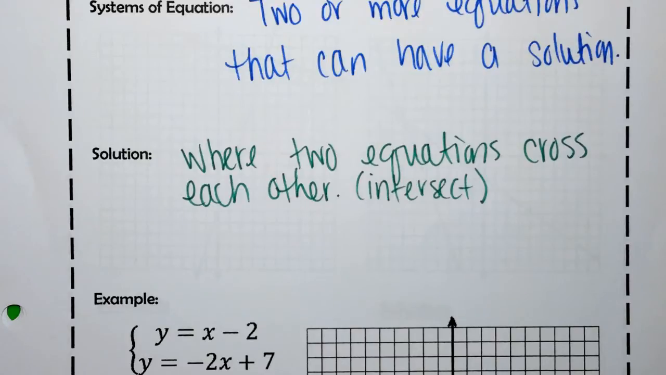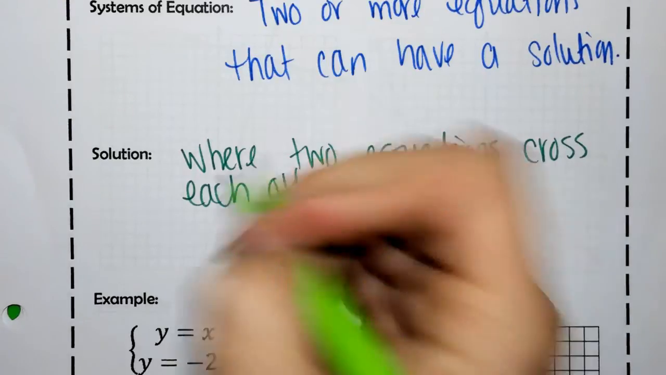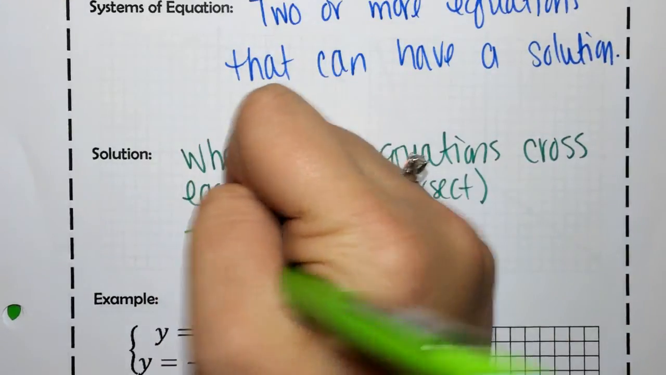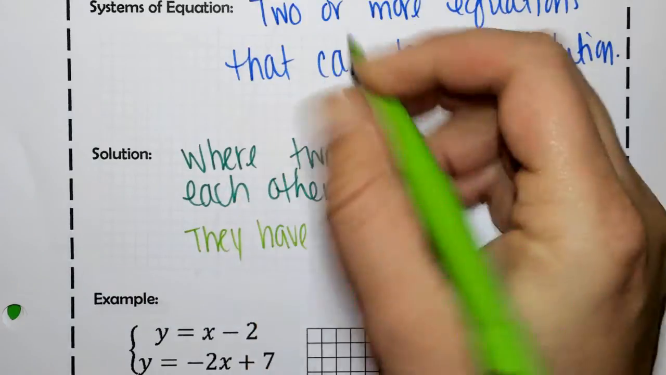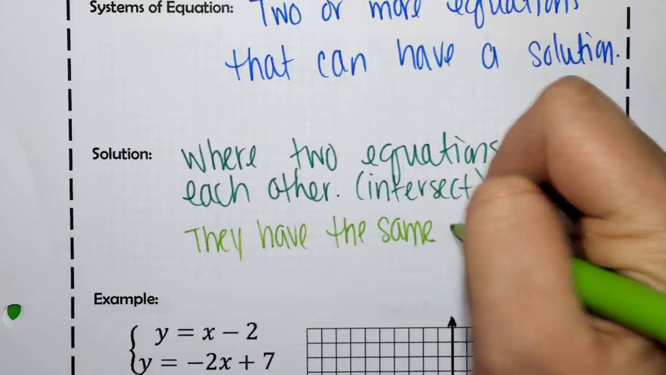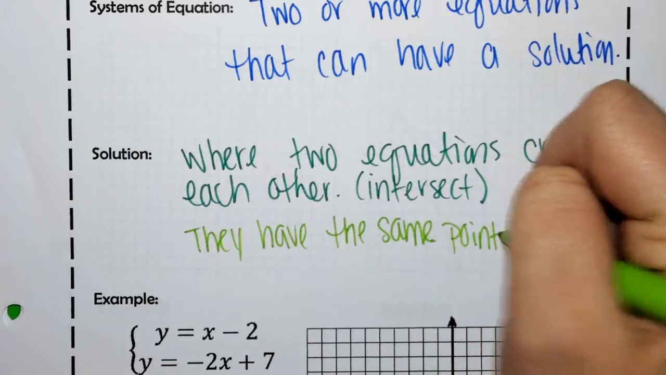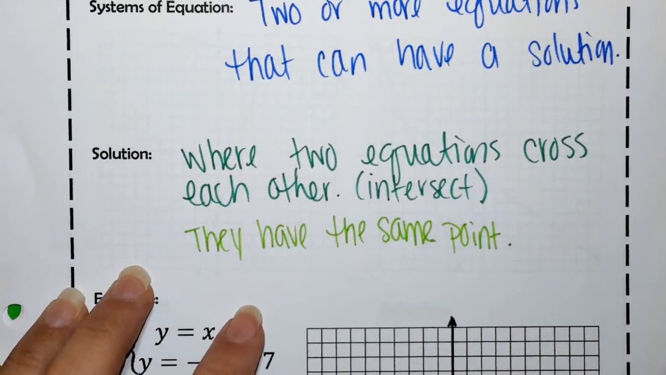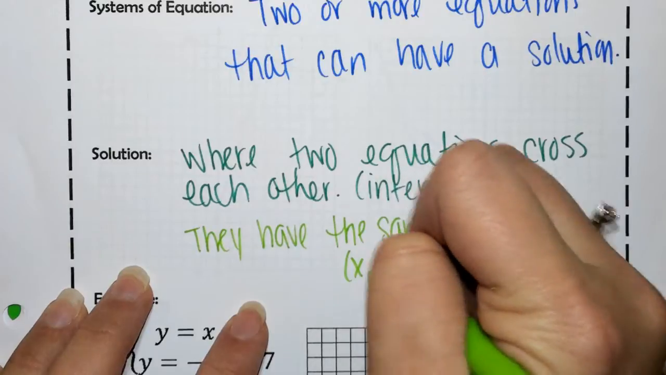So when they intersect and when they cross each other, what did we find was the same when we did our worksheet a minute ago? They're the same point. So what is that? The coordinates. So the same point is the same. X and Y are the same.